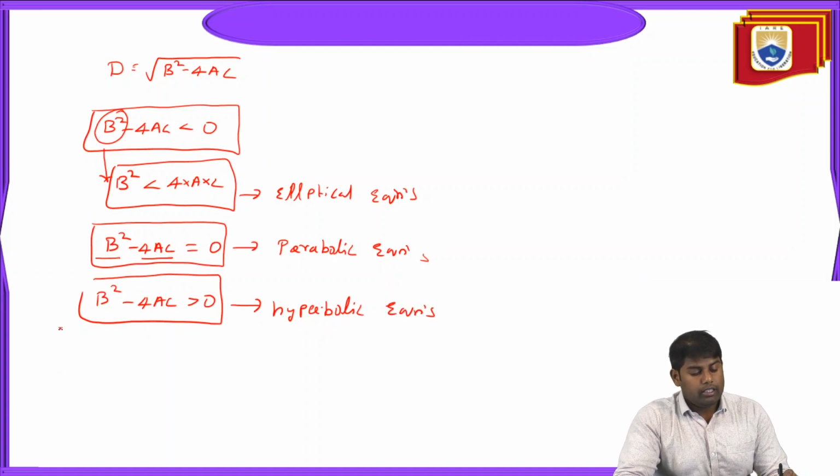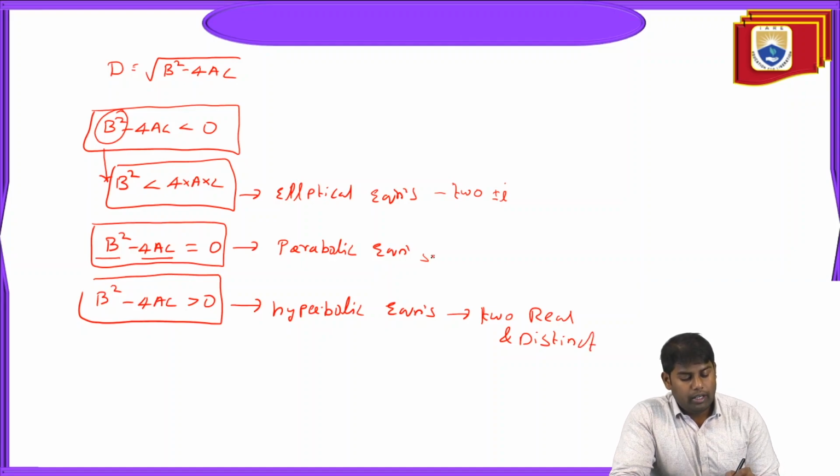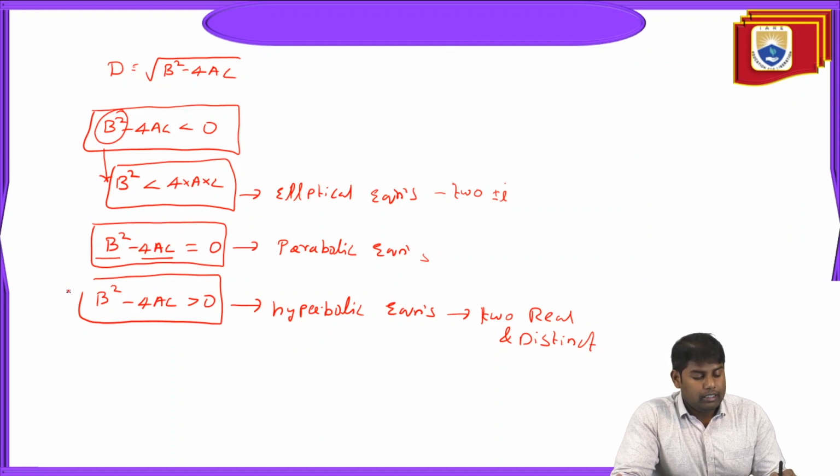Okay. So in this case, when b square is less than 4ac, you have two complex roots, which in terms of plus or minus i, you can say imaginary roots. Here we have one root actually. Here we have two imaginary roots, and here we have two real and distinct roots. So when this discriminant is less than 0, we say it is elliptical equations.